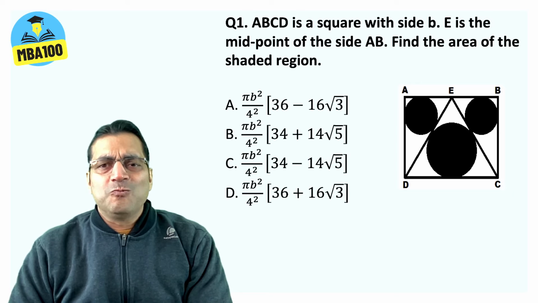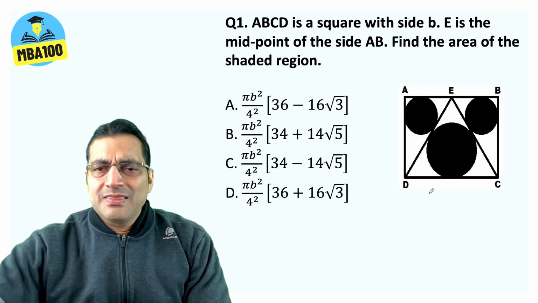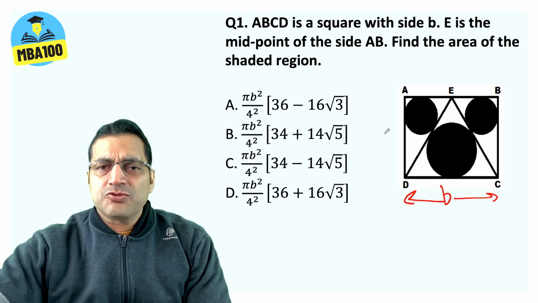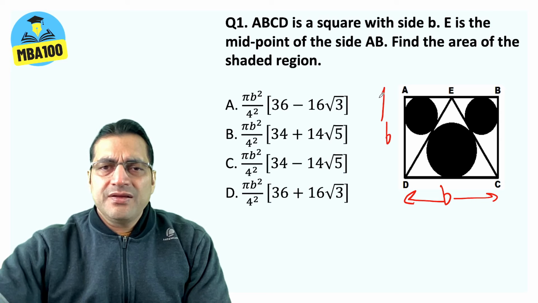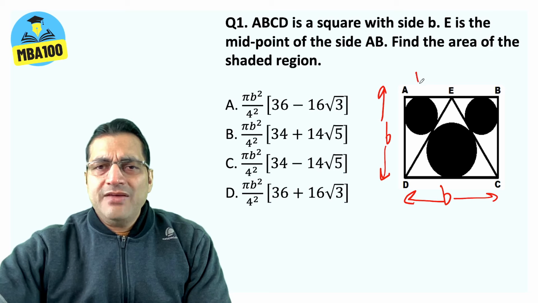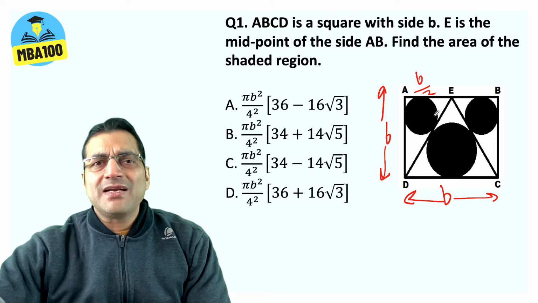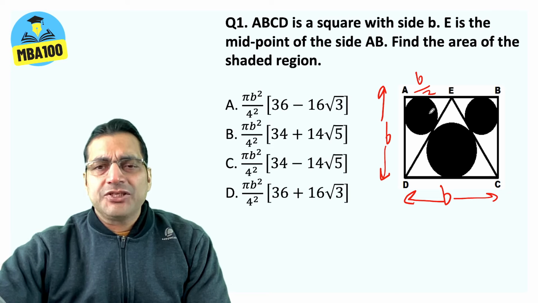Okay. So, this is given here that this particular side is B. Since it's a square, of course this also is B, isn't that? So AE will be what? B by 2, because it is given that E is the midpoint. All right. Ultimately, they want you to get the area of the shaded region. Look at the options carefully.